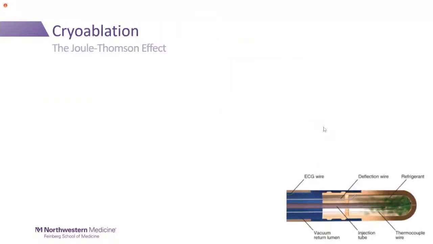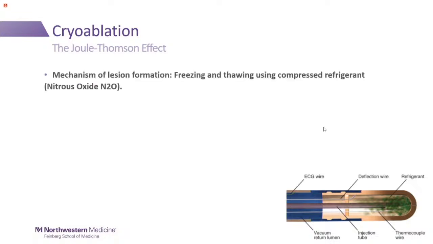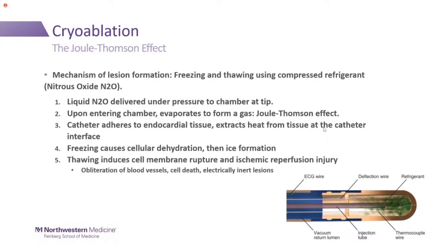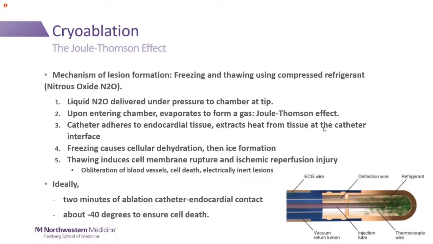This is a diagram of that. In the central chamber, the liquefied gas is being delivered, and then it expands in this expansion chamber. Number 3, the catheter adheres to the tissue. You get freezing, which causes cellular dehydration, then ice formation. And then it's actually the thawing part that causes the cell membrane rupture and ischemic injury. Ideally, you're adhered for at least 2 minutes, and you reach about negative 40 degrees to ensure irreversible cell death.